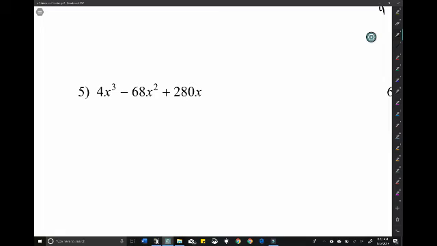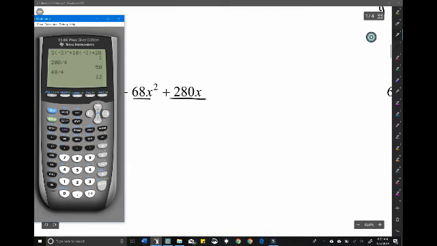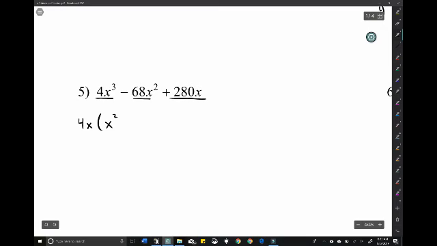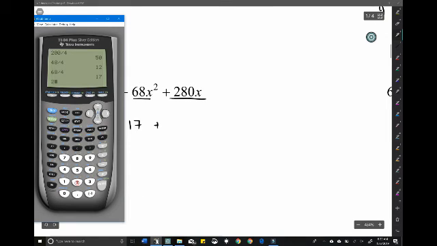If perchance they share 2 things, so they share not only a 4 but an x, let's remove both of those. So 4x leaves us with x squared. 68 divided by 4, again, that's 17. And this time we have a positive at the end. 280 divided by 4, 70, I believe.